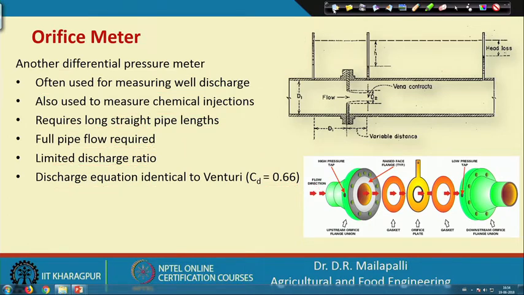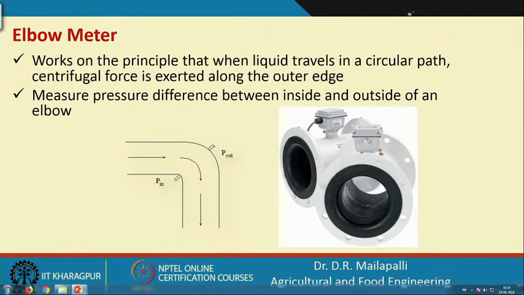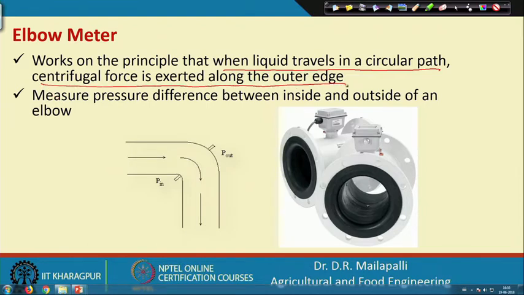So, that is the only difference here. And then the next is the elbow meter. This is another meter. It works on the principle that when liquid travels in a circular path, centrifugal force is exerted along the outer edge. Suppose the flow is taking place here in a circular path. So, the centrifugal force is going to act on the stream. That is the main principle, that means this bend basically is throwing the fluid out.